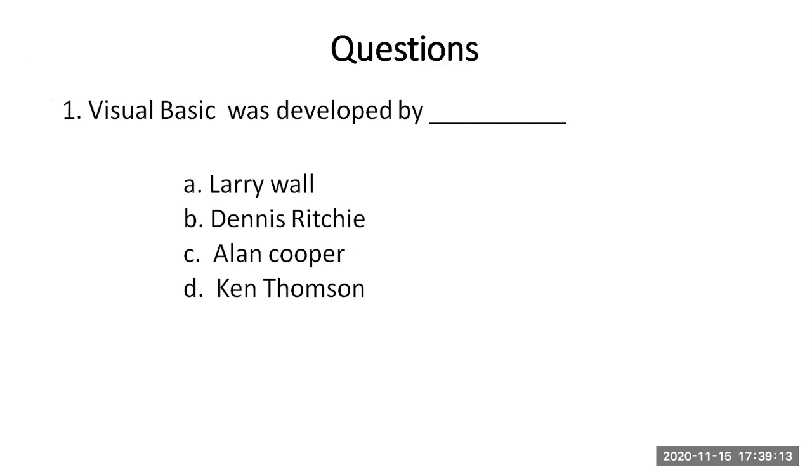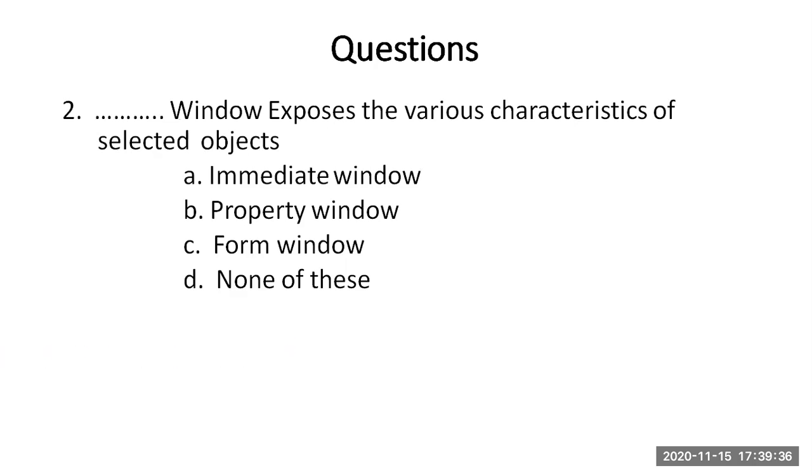So now that we have come to the end of this session, let us answer multiple choice questions. Visual Basic was developed by Larry Wall, Dennis Ritchie, Alan Cooper, Ken Thompson. The correct answer is Alan Cooper. Which window exposes the various characteristics of selected objects? Immediate window, property window, form window, none of these. The correct answer is property window.